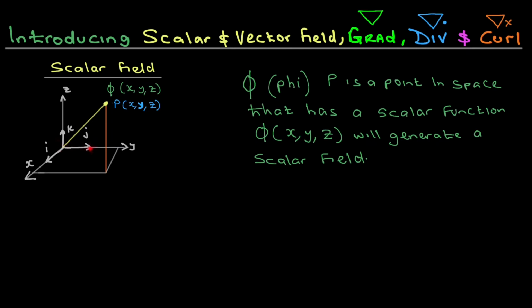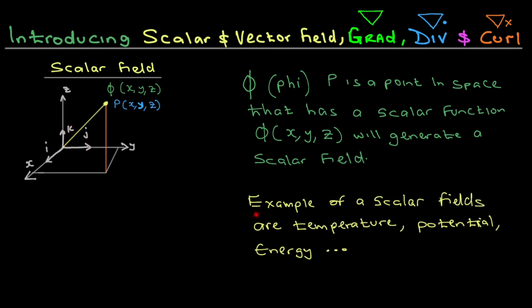So this vector here has a unit vector j in the y direction, a unit vector k in the z direction, and a unit vector i in the x direction. Unit vector implies i is 1, k is 1, and j is 1. Examples of a scalar field are temperature, potential, energy.